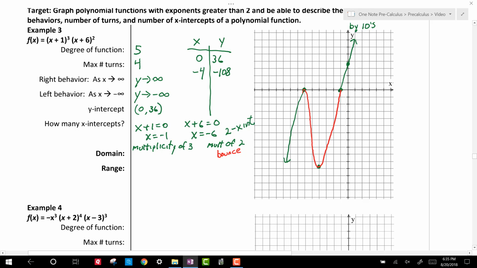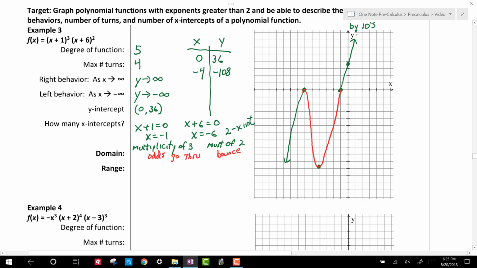Now, notice that multiplicity there is 3. Odd multiplicities go through. And that shows with what's going on because that red part of the graph would come up through that point at negative 1 and continue on to positive infinity.